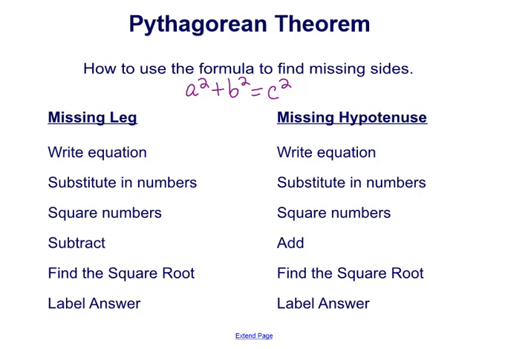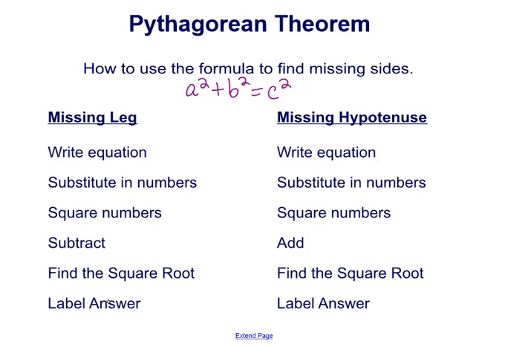So when you're missing a leg of a triangle, you can use this process over here on the left to find the value of that missing leg. You would be given the value of one of the legs and then the hypotenuse, and we can write the equation for the Pythagorean theorem, substitute in numbers, square the numbers, subtract, find the square root, and then label our answer to find that missing leg.